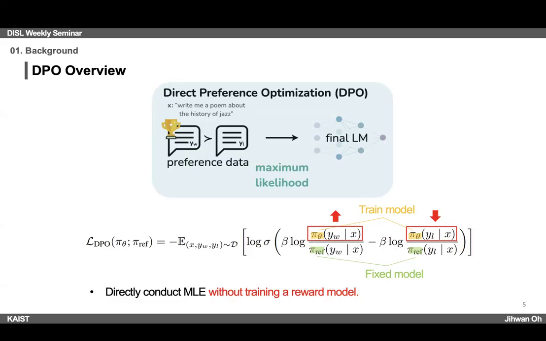In addition, as highlighted in green, a reference model term is added to prevent the model from drifting too far. This acts as a KL divergence regularization, encouraging the updated model to stay close to the reference model. To sum up, if we use DPO, we can directly fine-tune the language model using preference data without a reward model.